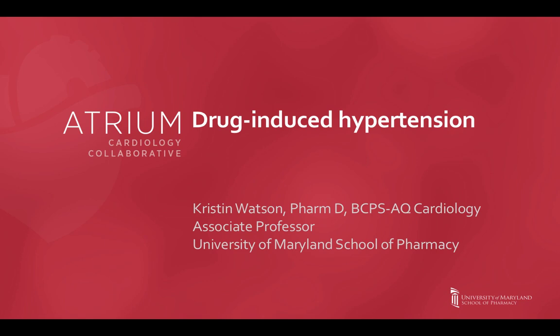As we know, most cases of hypertension or elevated blood pressure are due to essential hypertension. However, secondary causes of hypertension occur in up to 5 to 10% of patients with hypertension. The most commonly recognized causes of secondary hypertension include things such as chronic kidney disease and obstructive sleep apnea. However, drug-induced hypertension can play a role in select cases.